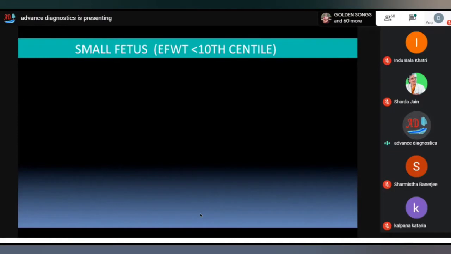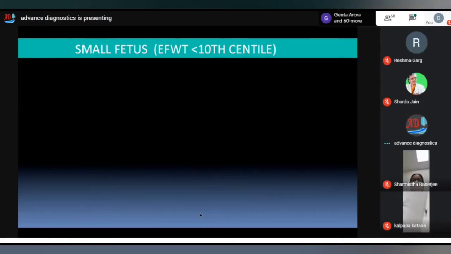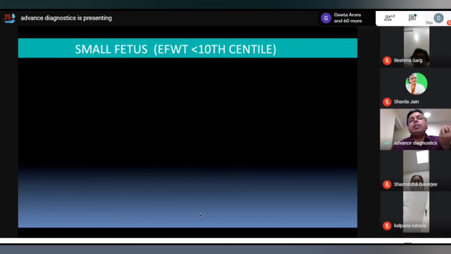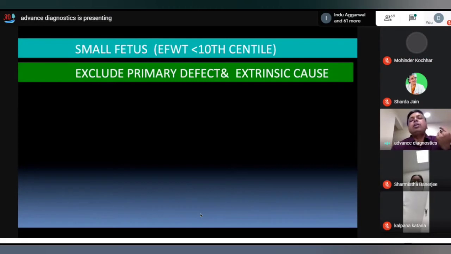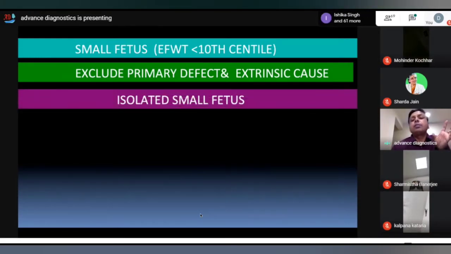So now we have a small fetus, that is estimated fetal weight less than the 10th centile. So first thing I will see is whether the dating is correct or not. Second, we will exclude primary defects and the expensive causes, that is whether the baby is associated with any congenital defect or not, and then it is an isolated small fetus.